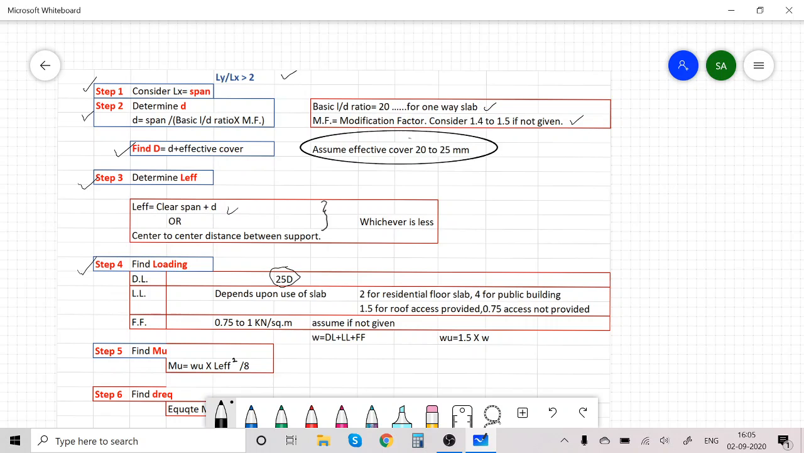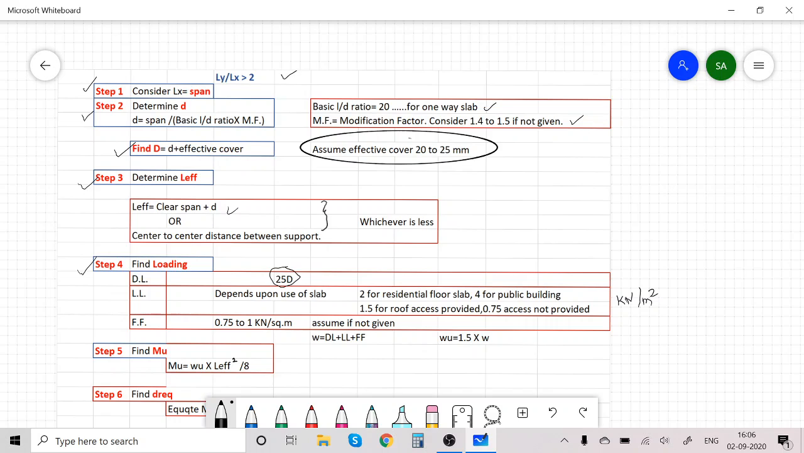Then live load depends upon the use of the slab. It is considered as 2 kilonewton per meter square for residential floor slab, 4 kilonewton per meter square for public building floor slab, and if it is a roof slab, access provided, it is 1.5 kilonewton per meter square, and if access is not provided for the roof slab, it is considered as 0.75 kilonewton per meter square. So all this load is in kilonewton per meter square.